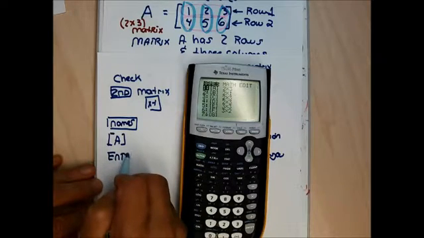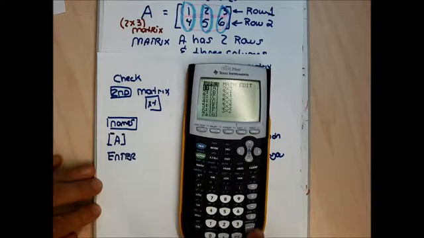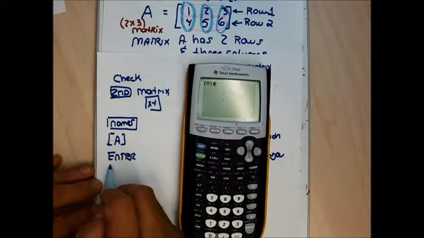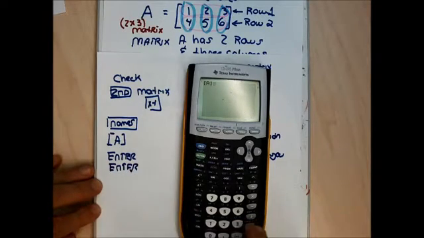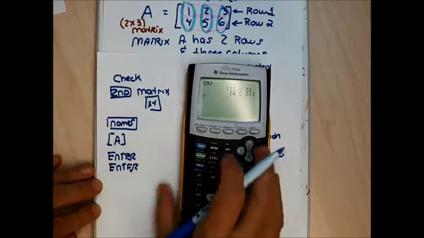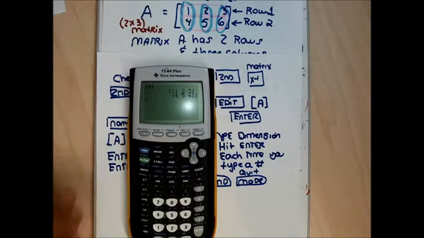And what that's going to do is, on my main screen, it's going to write the name of the matrix all by itself without any indication of what's in the matrix. So that brings the A to the main screen. Hitting enter a second time is going to actually show me the matrix that I entered, and I see 1, 2, 3, 4, 5, 6, so I've entered that matrix perfectly.